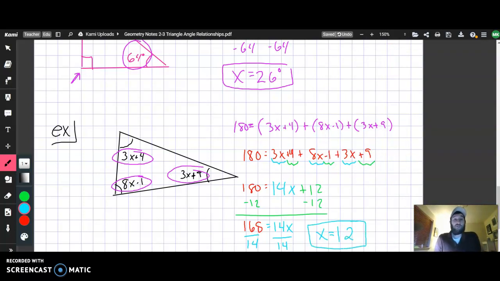I want to remind you, ladies and gentlemen, that 12 is the value of x, not the size of our angles. If we wanted to know the size of our angles, we would plug x back into each of these separately. But because it's just the value of x, that's all we needed to solve for in this case.